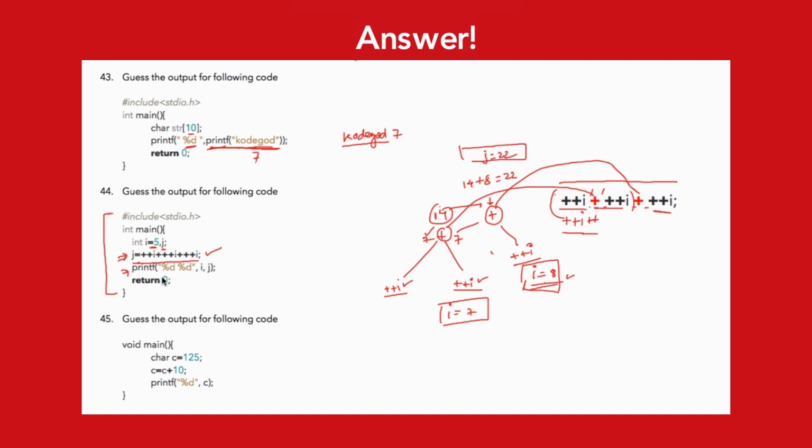Hence, in the next line when the printf statement is used, i will be printed as 8 and j will be printed as 22. So the output of this program will be 8 and 22. Again, just to clarify, this would be the output in case of GCC compilers only. On Turbo C or under Code::Blocks, the output could vary.